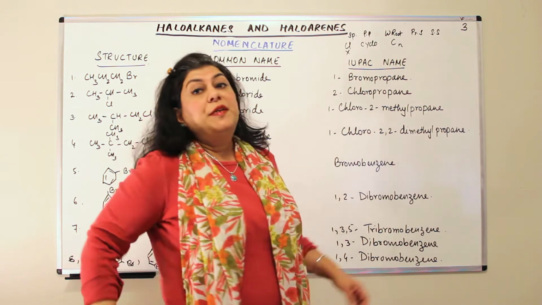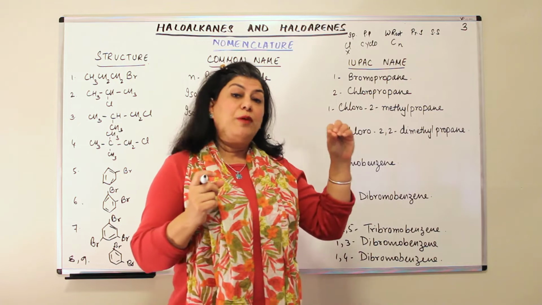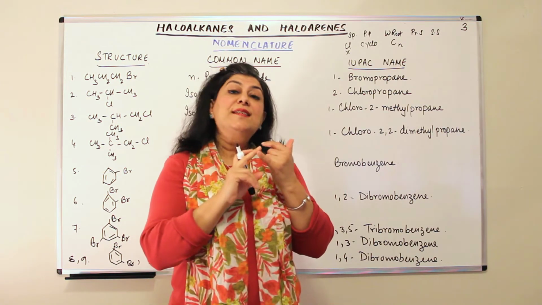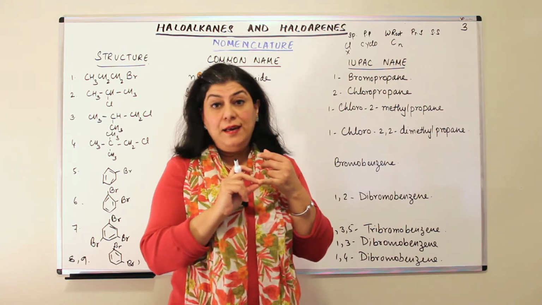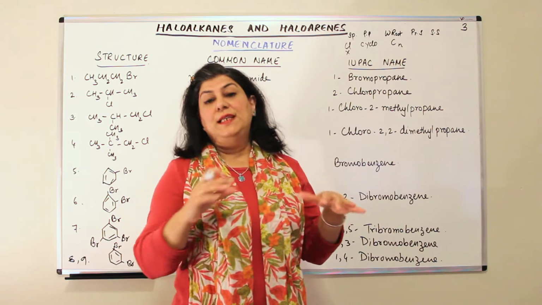Then comes the primary suffix. The primary suffix tells you about the saturation of the carbon atoms of the carbon chain. If it is all single bonds, it is an ane. If it is a double bond, it is an ene. If there's a triple bond, it's an yne.